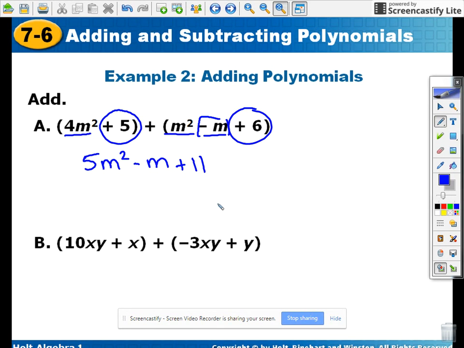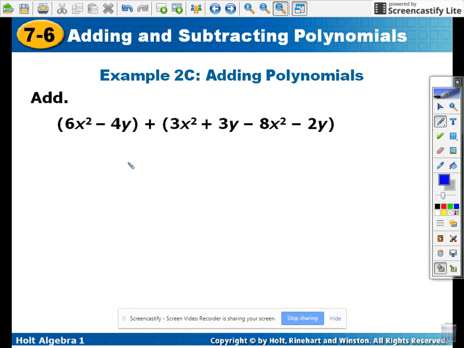And that's it. Let's look at b. These are not the same variables, so there really is no standard form. So you can combine it in the order that you'd like. I'm going to start with the 10xy minus 3xy. So that's a 10 and a negative 3. So that's a 7xy. And then we have a plus x, but no x is over here. So I'm just going to write plus x, and I have a plus y, so I'm going to write plus y there. And we just added 2 polynomials together.